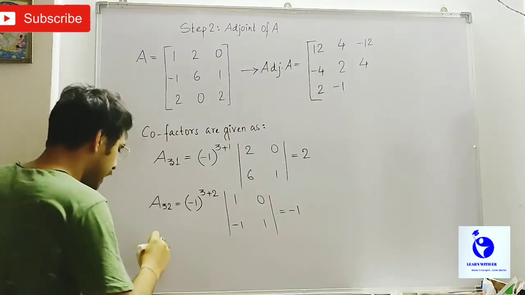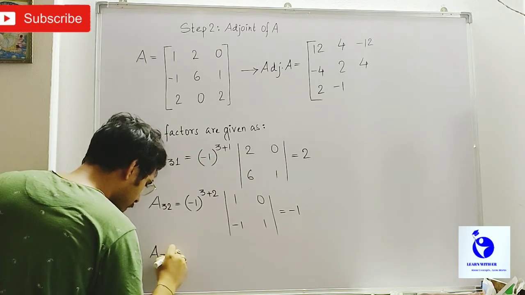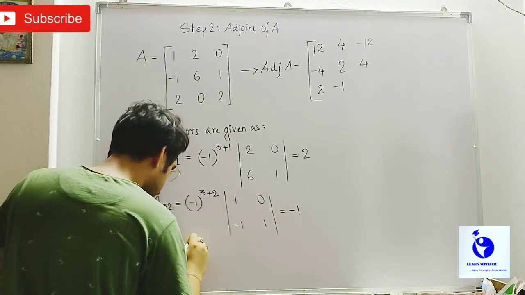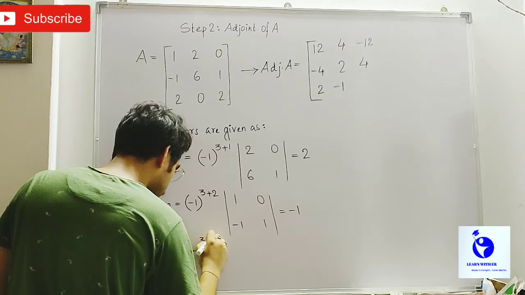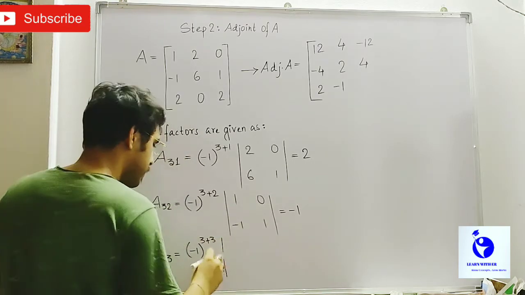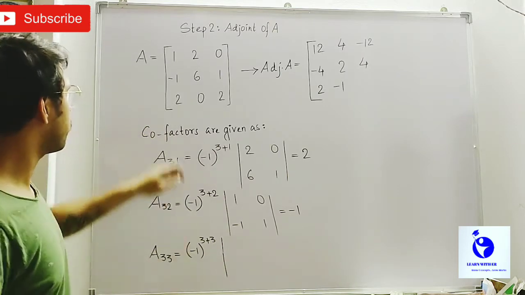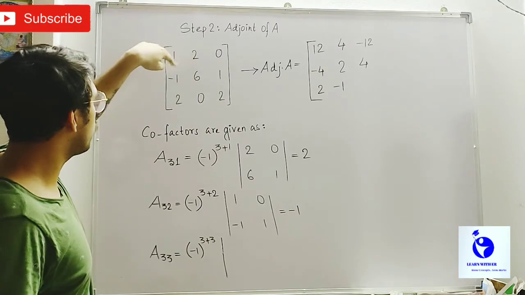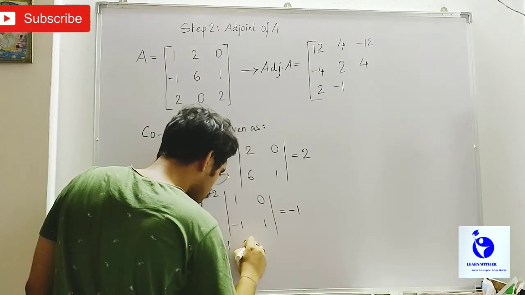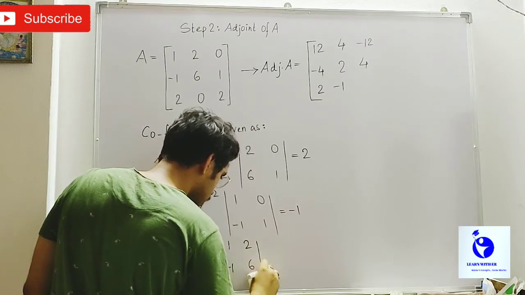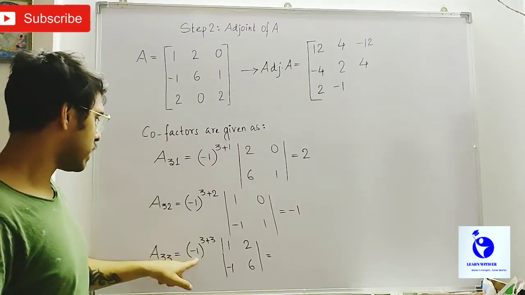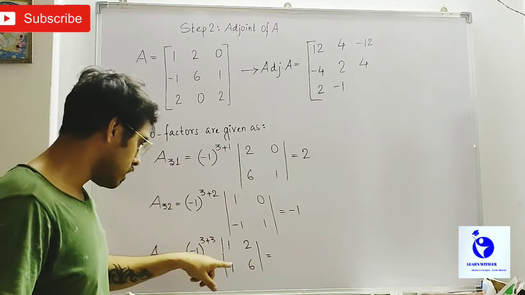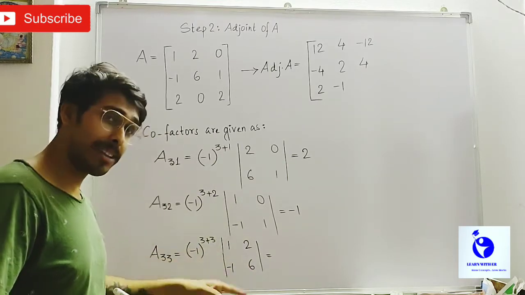Okay. And finally A, 3, 3. So A, 3, 3 will be minus 1, 3 plus 3 and the minor. The minor will be, so 3, 3, third row, third column. So we need to eliminate that. The minor will be 1, 2, minus 1, 6. So that will be, so minus 1 to the power of 6 will be 1. And here it will be 6 into 1, that is 6, minus 1 into 2, that is minus 2. So 6 minus minus 2.